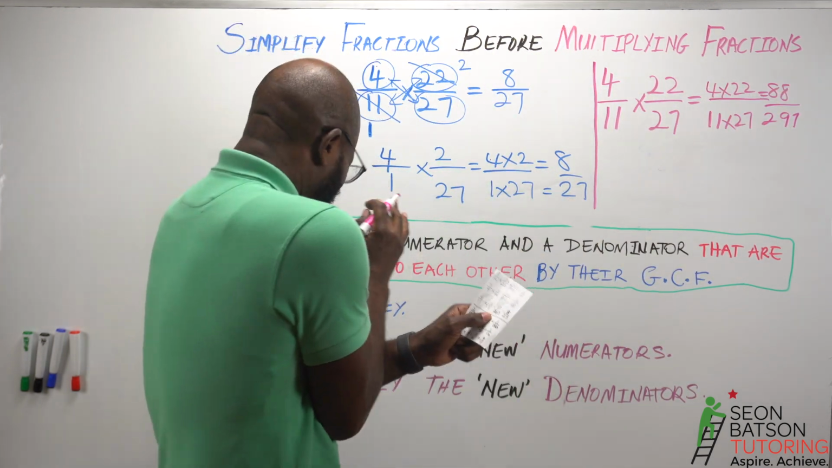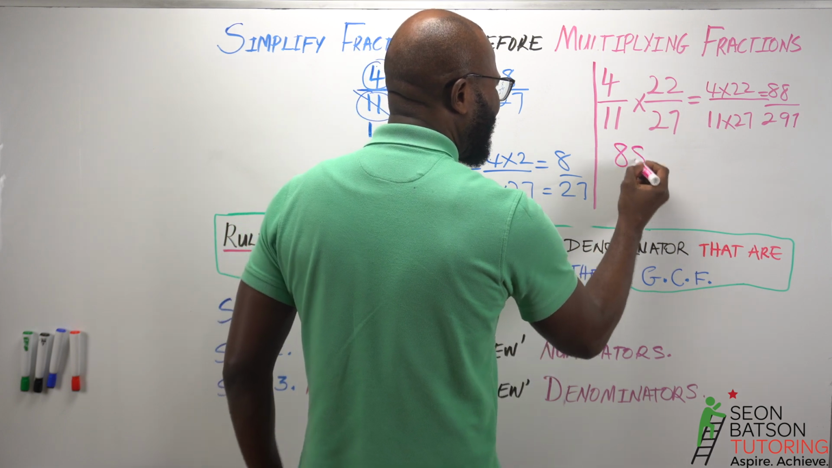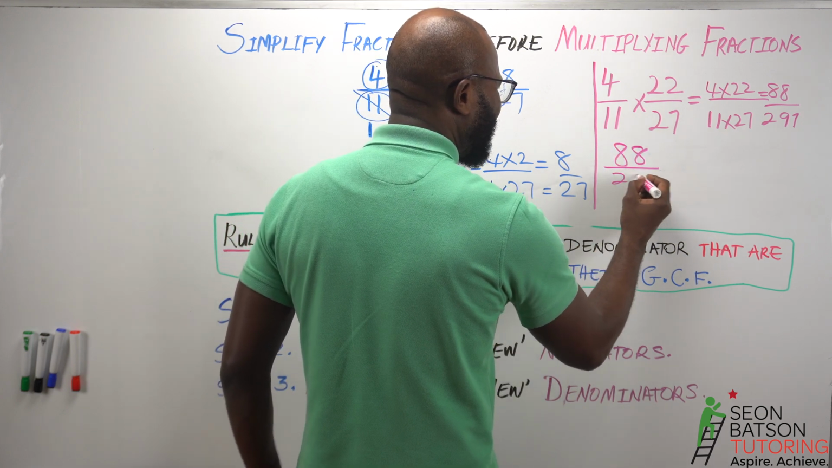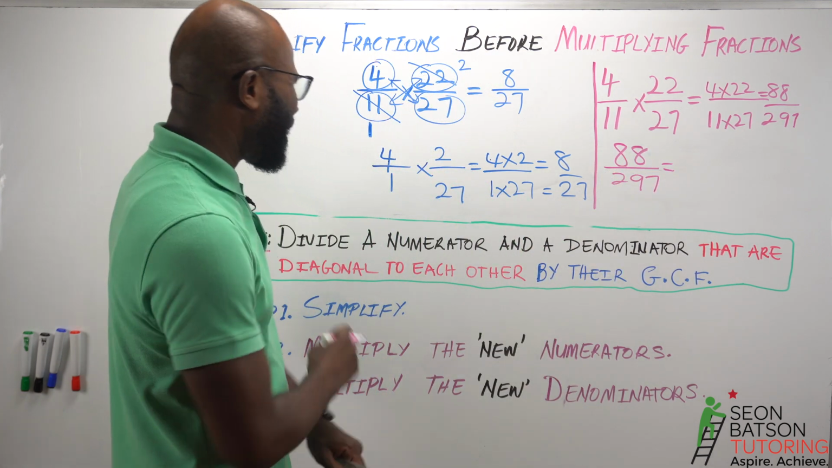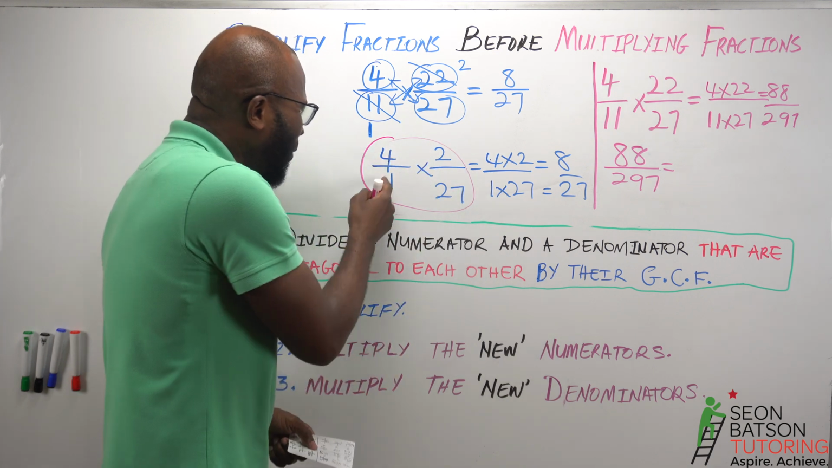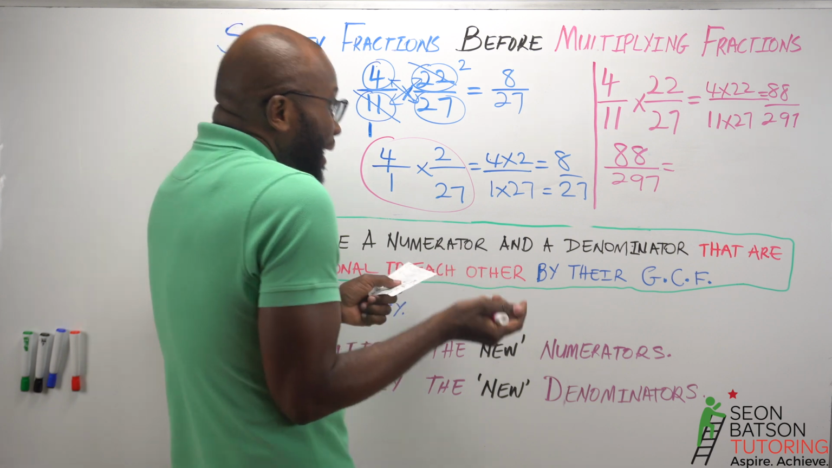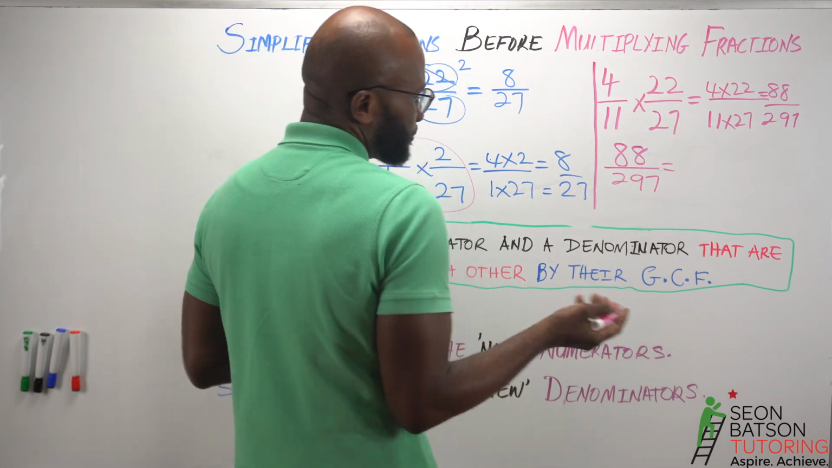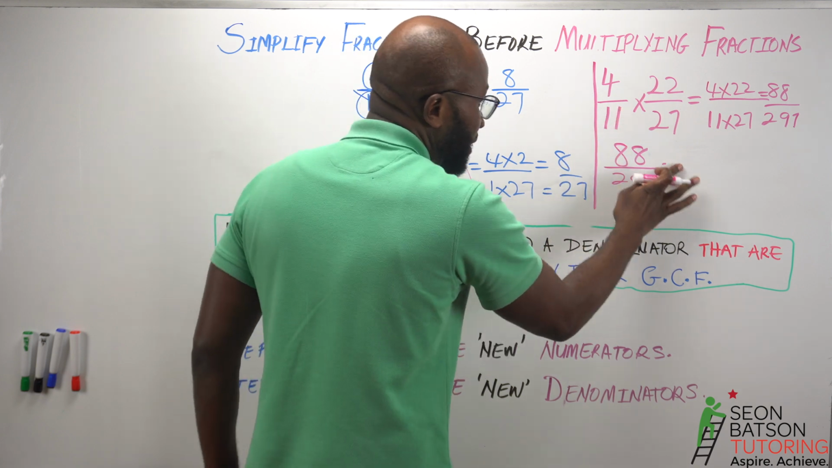Whoa, that is scary, man. That is scary stuff. Who wants to work with 88 over 297? Look how big those numbers are. Simplify. It's easier to simplify and multiply numbers like 1 and 4 and 2. Easier. Again, if you simplify, we can write this fraction in its simplest form.